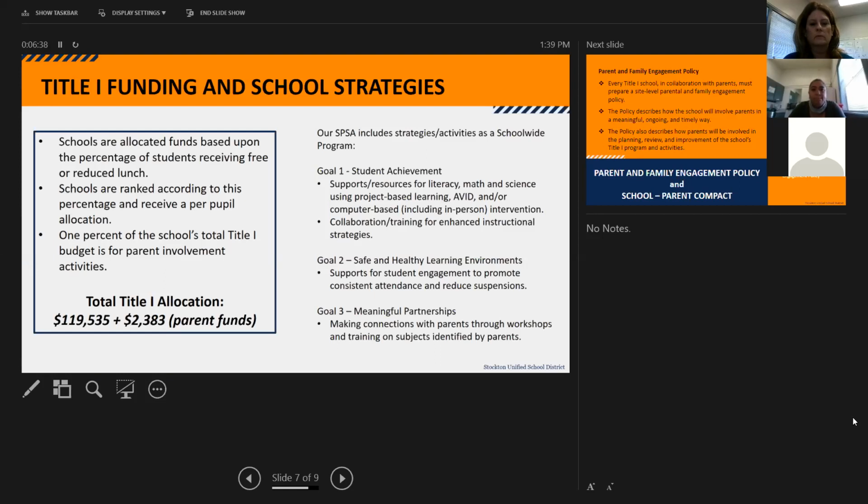Schools are ranked according to this percentage to receive a per student allocation of money. And 1% of the school's total Title I is for the parent involvement. So that's how we were given our numbers. And now Ms. Brooks is going to finish us off.